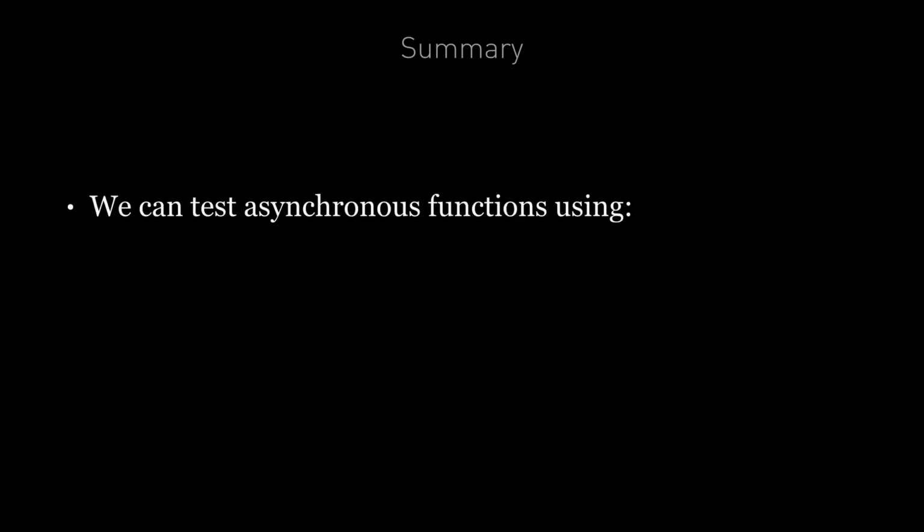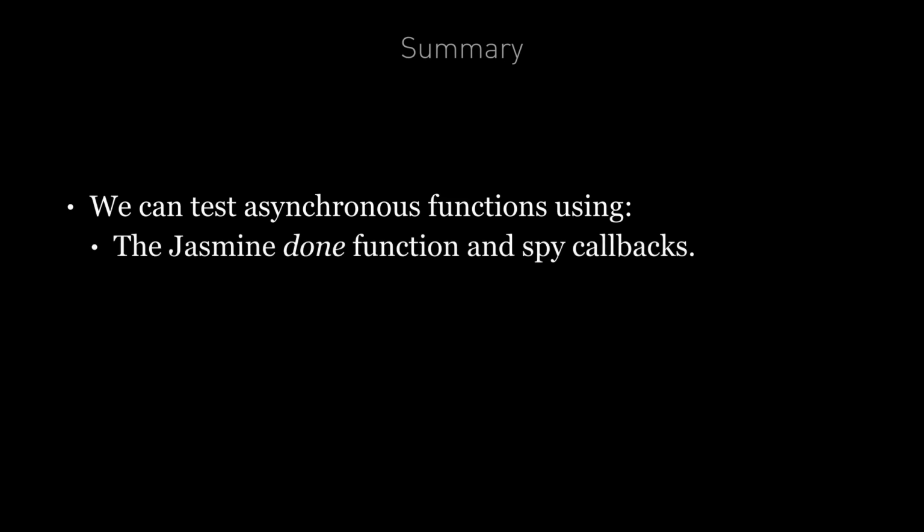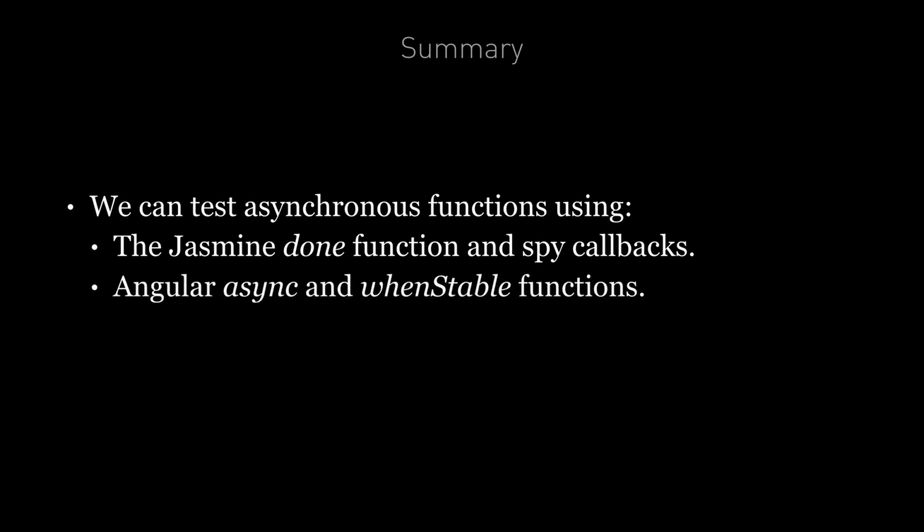So to summarize, if the code we are testing is asynchronous, then we need to take this into account when writing our tests. And there are three mechanisms we can use to do this. The first one is the Jasmine done function and spy callbacks. So we attach specific callbacks to spies so we know when promises are resolved. We add our test code to those callbacks, and then we call the done function. Now this works, but it means we need to know about all the promises in our application and be able to hook into them.